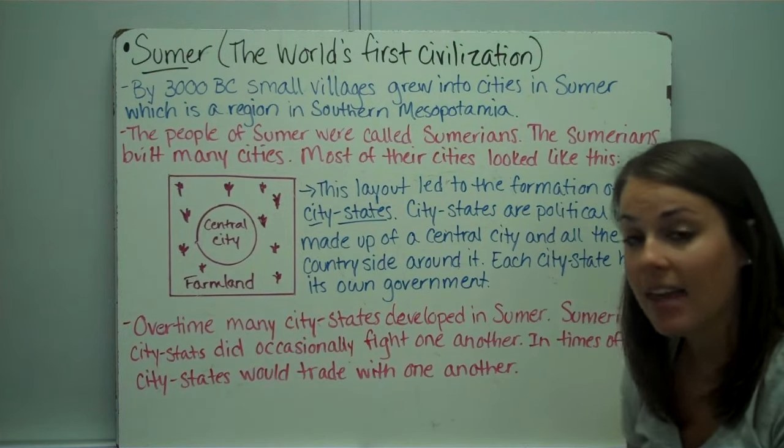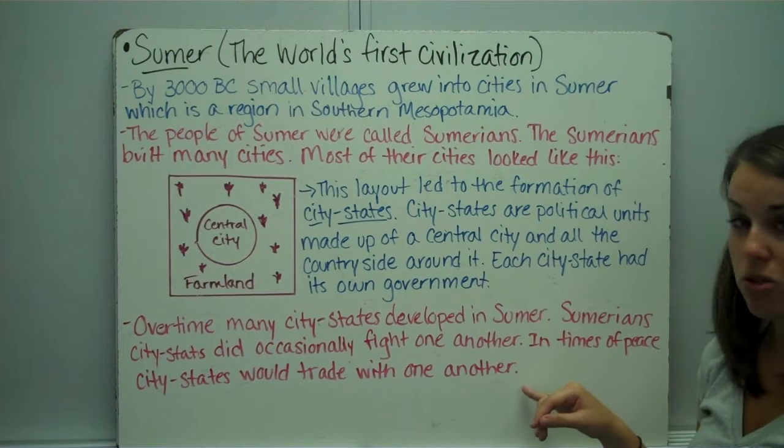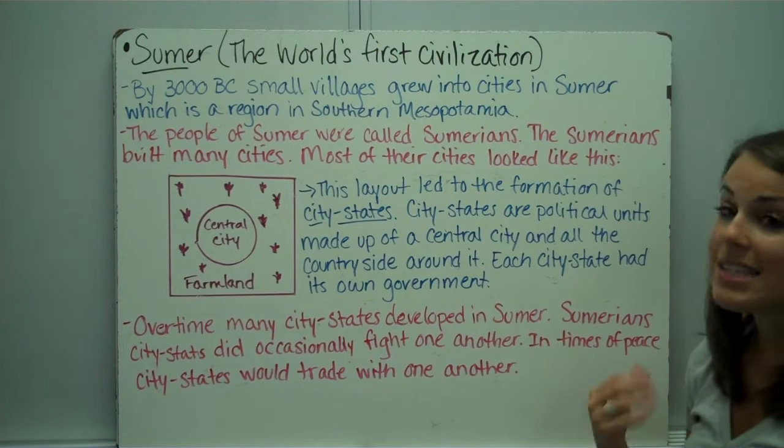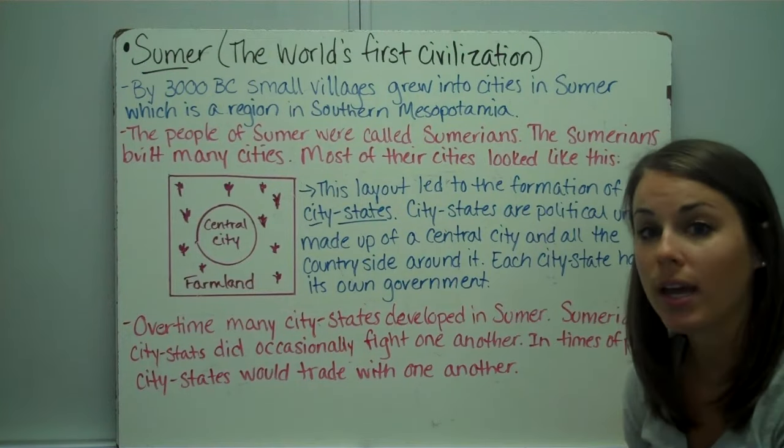Each of the city-states had their own government. Over time, many city-states developed in Sumer. Sumerian city-states did occasionally fight one another. However, in times of peace, they were able to trade with one another.